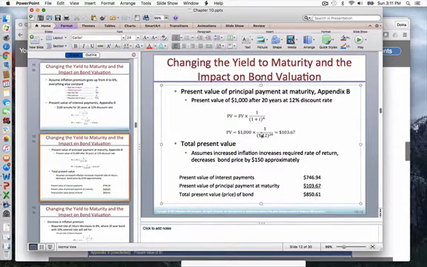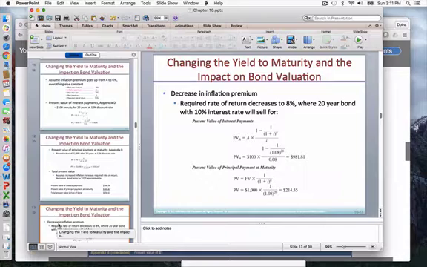So now we calculate the present value of interest payments from the previous slide plus the present value of the principal payment here. We end up with a total price of the bond of $850, below 1,000. Okay, and this is how we do the calculations. But remember, as a general rule, as yield to maturity goes up, the price of the bond goes down.